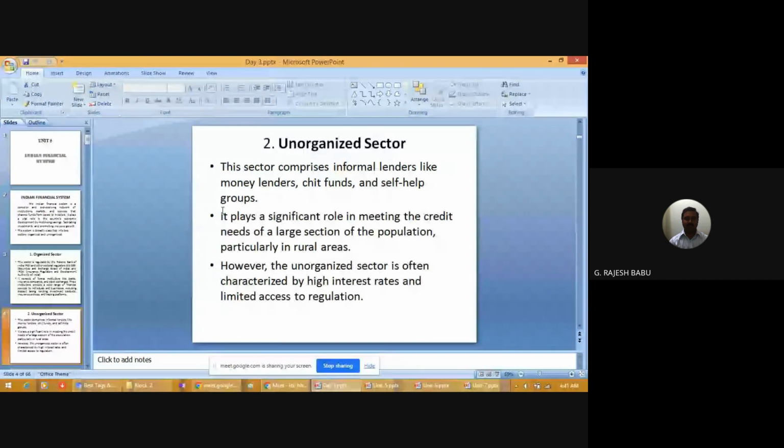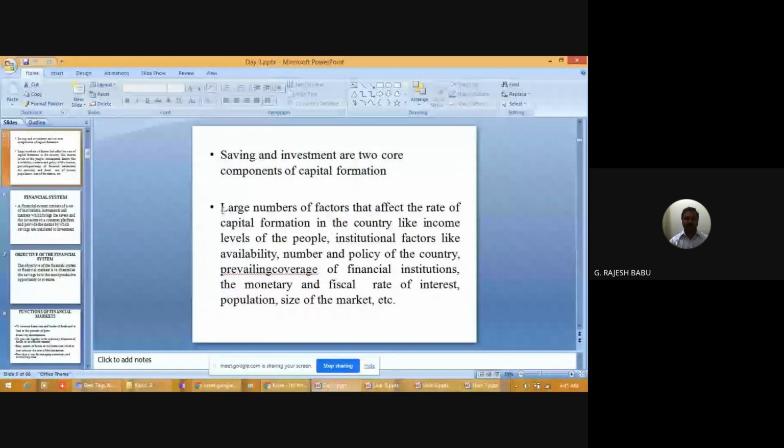There are a large number of factors that affect the rate of capital formation in a country, like the income level of people, institutional factors like the availability, number, and coverage of financial institutions, the monetary and fiscal policy of the country, the prevailing rate of interest, population, size of the market, etc.